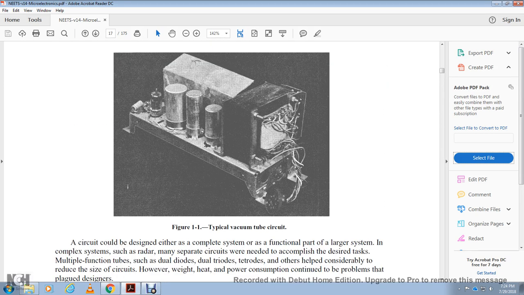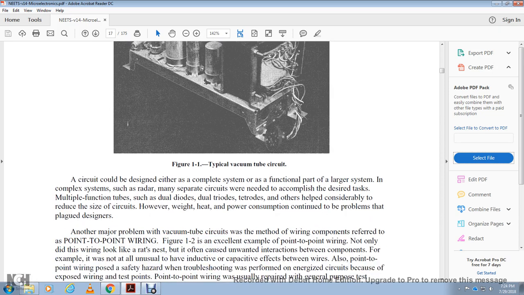Circuits were designed as either a complete system, a functional part of a larger system, or a complex system. We needed to combine multiple functions, such as double diodes, dual triodes, and tetrodes, which helped considerably reduce the size of the circuit. However, the weight, height, and power consumption continued to be problems that plagued the designers.